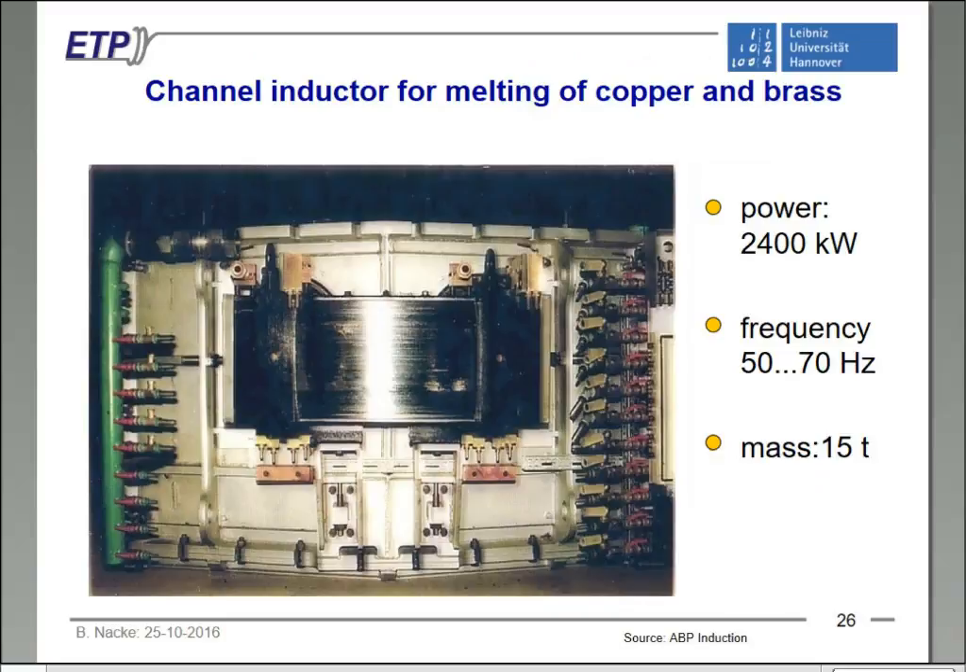Here is a development of a high-power inductor, specially developed for melting of copper and brass. It is a high-power inductor with 2,400 kilowatt. Of course, line frequency or at least a little bit higher, supplied by converter technology, quite heavy, 15 tons. This inductor is specially developed for high efficiency. It reached for the melting of copper more than 90% efficiency, which is really very, very good. For brass it is roughly 88%.